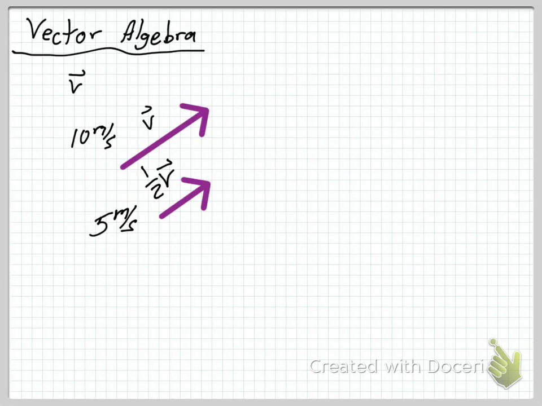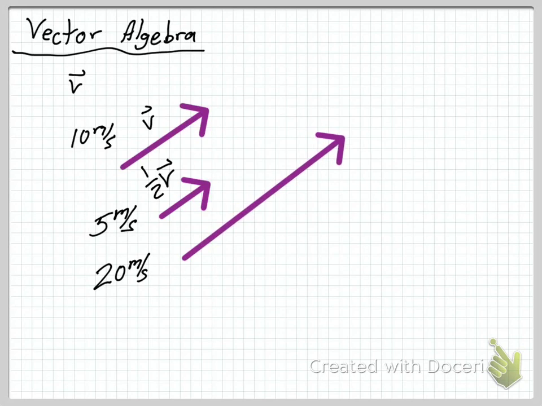What if instead it's going twice as fast? What if the car is now moving 20 meters per second? Well, if it's in the same direction, that velocity vector is going to point in the same direction as the initial v. But if the magnitude is twice as large, we're just going to draw that vector to be twice as large. And how do we represent this symbolically? Well, it's going to be v multiplied by 2.